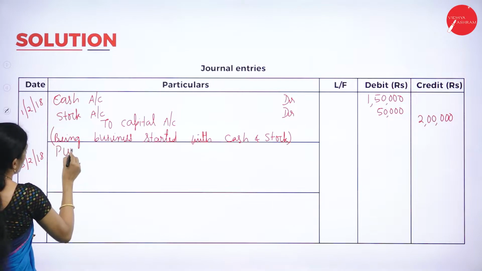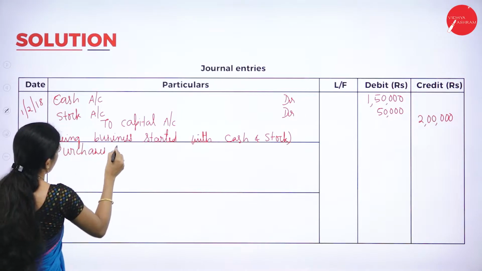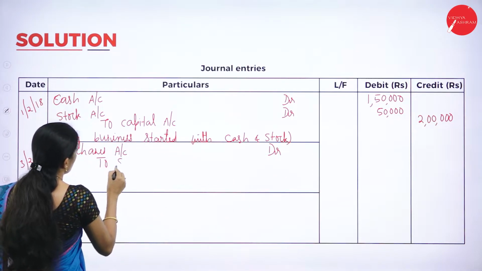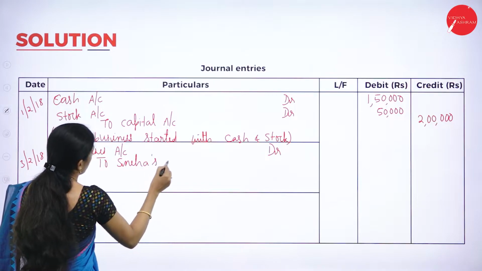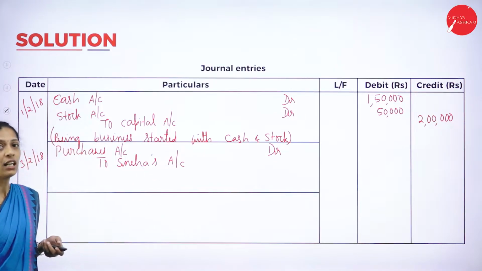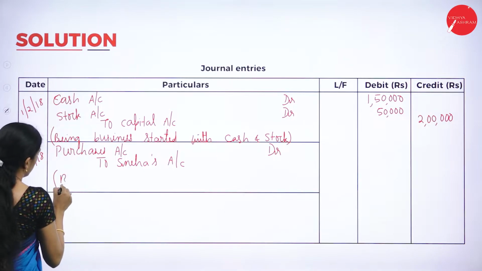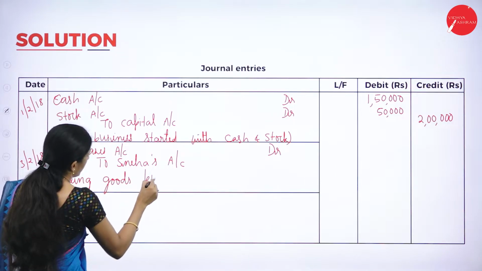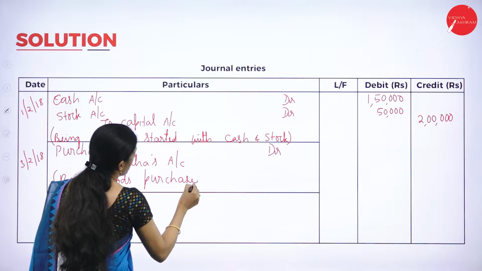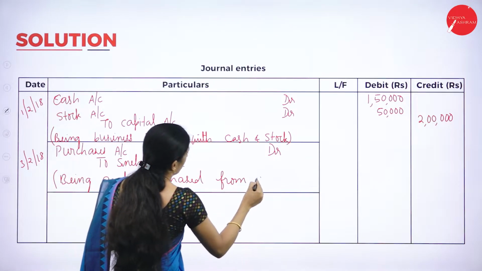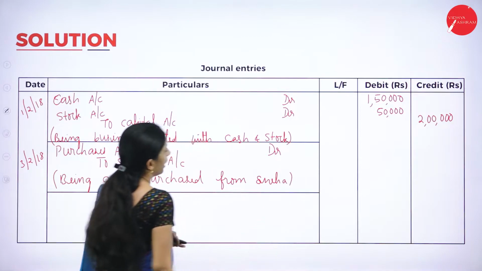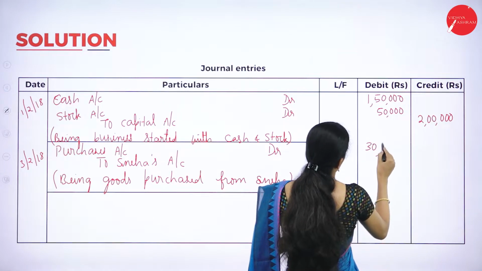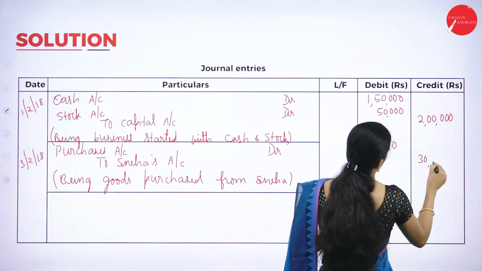So 3/2/2018 purchases account debit. So from whom we are going to purchase? Sneha. To Sneha's account. So what is the narration? Being goods purchased from Sneha. And what is the amount? What is the worth of goods? That is 30,000. So 30,000 in the debit side and 30,000 in the credit side.